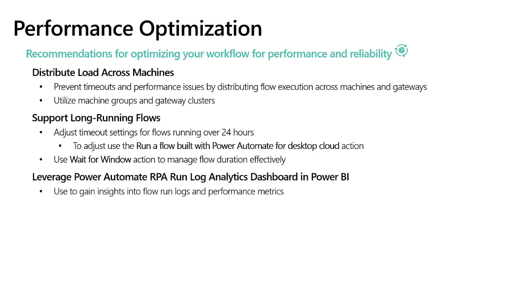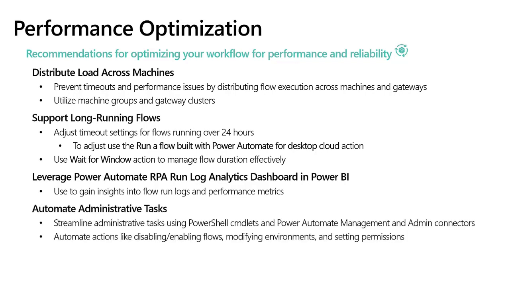To gain more insights into your flow run logs and performance metrics, you can leverage the Power Automate RPA Run Log Analytics dashboard in Power BI. And you can also automate the administrative tasks by using the PowerShell cmdlets and the Power Automate management and admin connectors. You can automate actions such as disabling, enabling flows, modifying environments, and setting permissions.